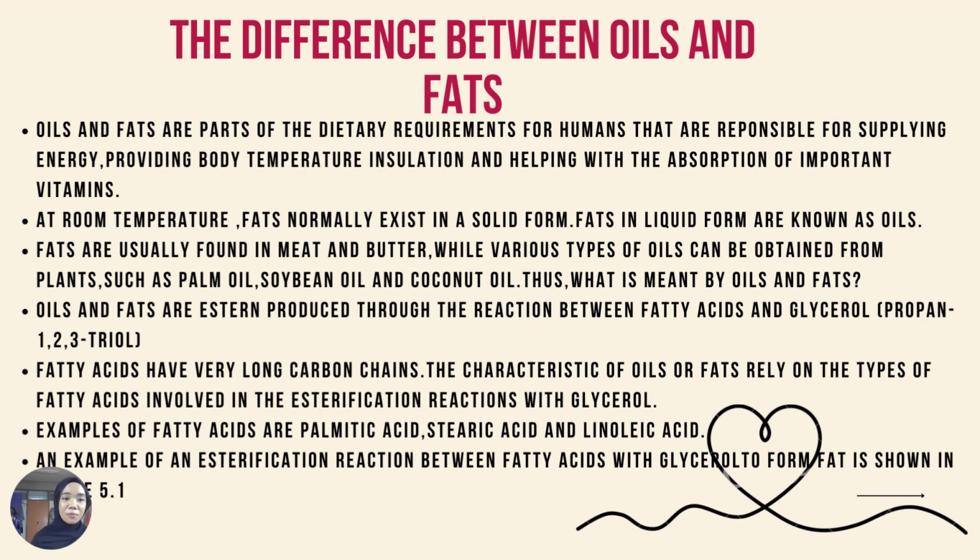Fats are usually found in meat and butter, while various types of oils can be obtained from plants, such as palm oil, soybean oil, and coconut oil. Virgin oils too. Thus, what is meant by oils and fats? Oils and fats are esters produced through the reaction between fatty acid and glycerol, propane-1,2,3-triol.